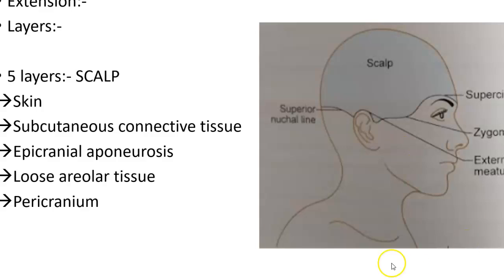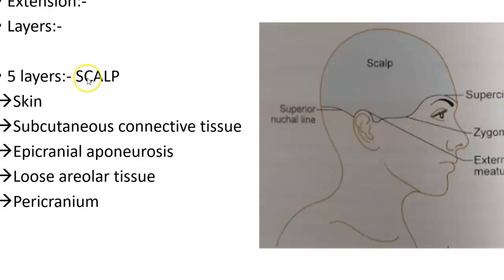In this diagram, you can see the scalp extends just above the forehead, above the upper eyelid, and it extends above the tragus of the ear. Posteriorly it extends to the superior nuchal line, and it is continuous with the opposite side. So this is the extent of the scalp. Let's go into the layers.